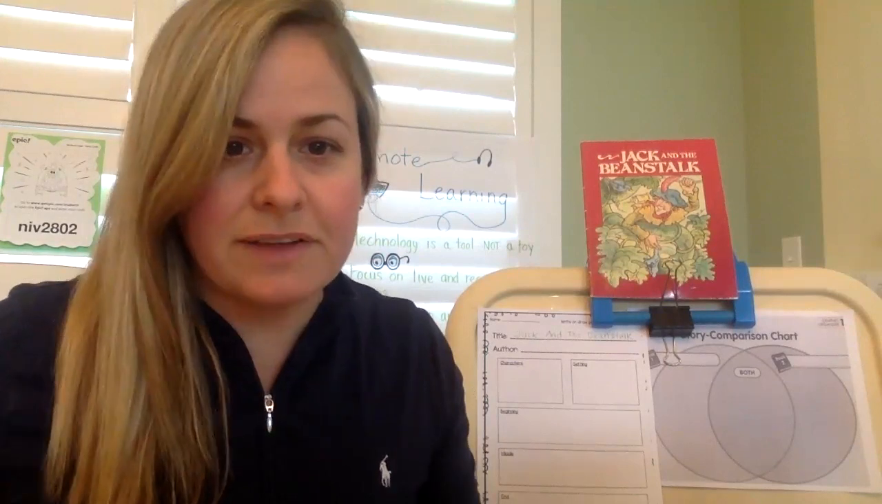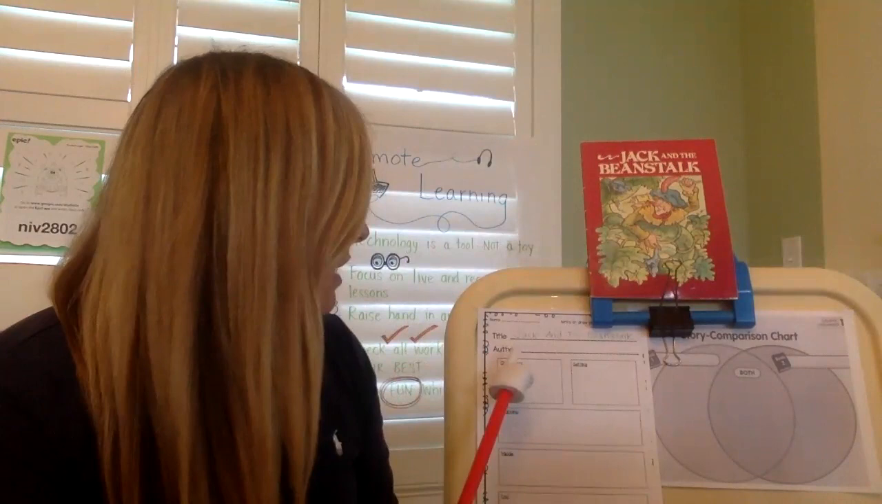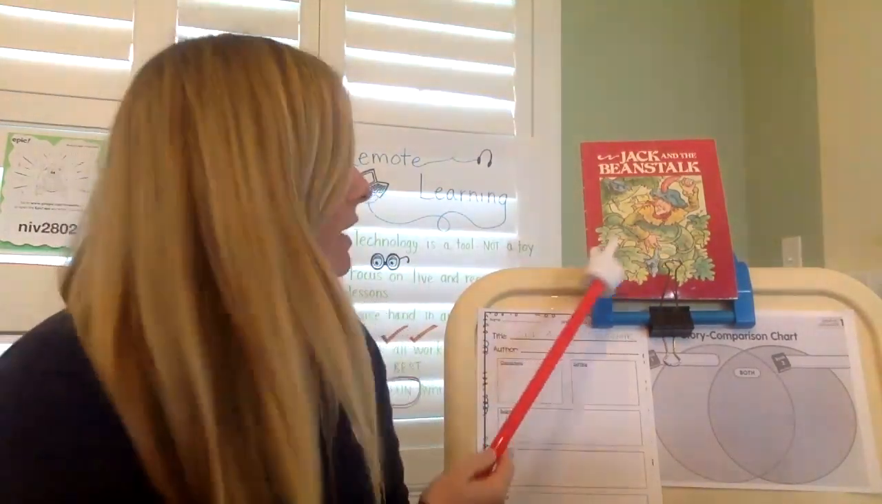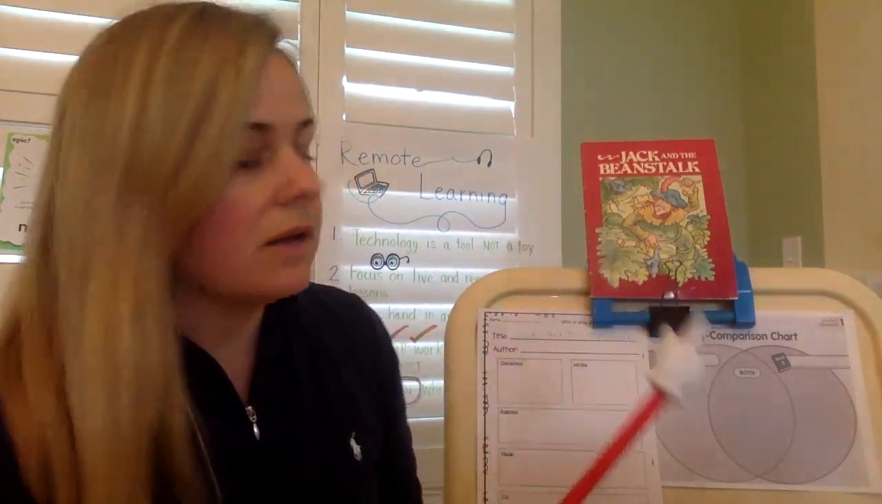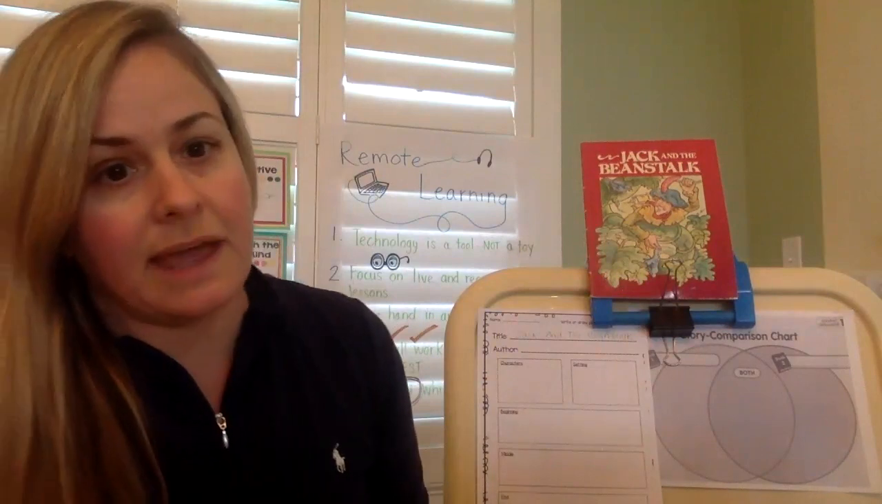Remember to complete the graphic organizer with the story elements. Remember the title at the top. The author, you could just put folktale because this is a fictional folktale. And remember to include the characters, the setting, the beginning, the middle, and the end.